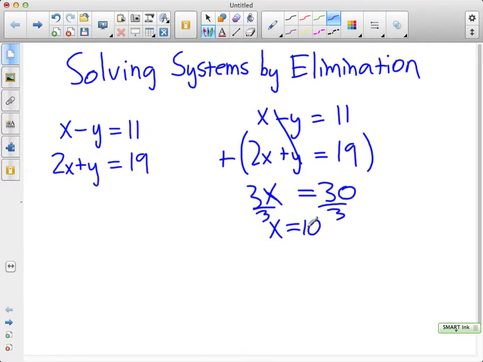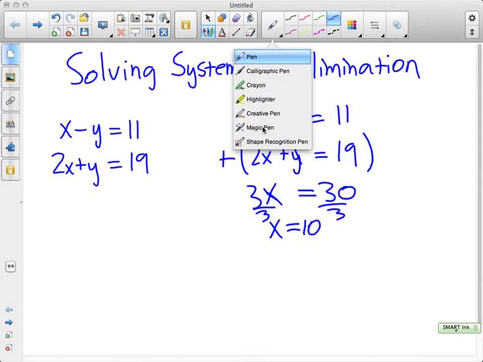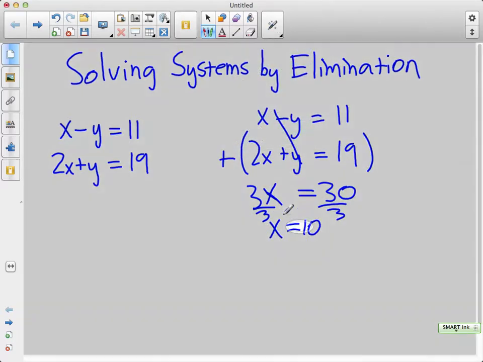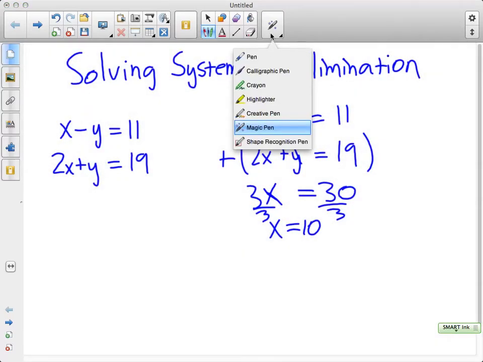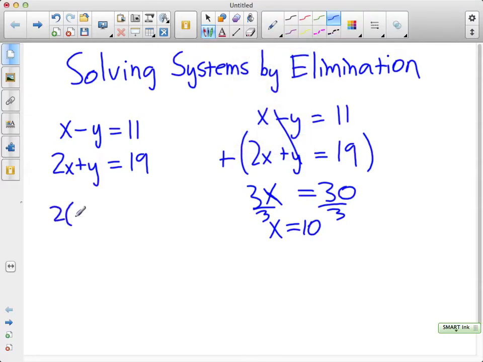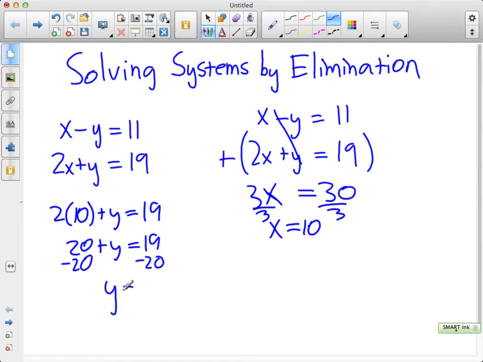The second part of solving a system by elimination is the same as if you solve by substitution. You plug one variable in and solve for another. So I'm going to plug my x equals 10 in for x now and solve for y. 2 times 10 plus y equals 19, which means 20 plus y is 19, and y equals negative 1. So the solution to this system is 10, negative 1.